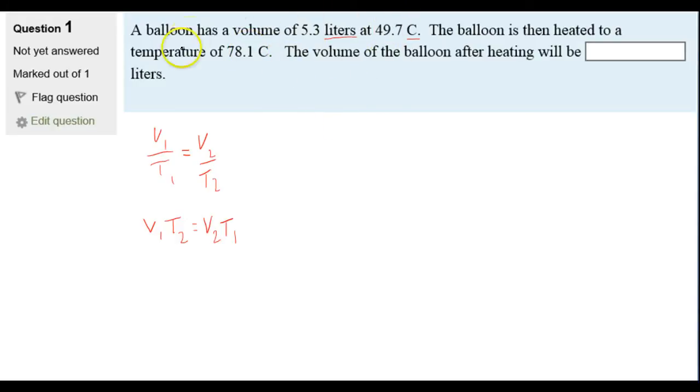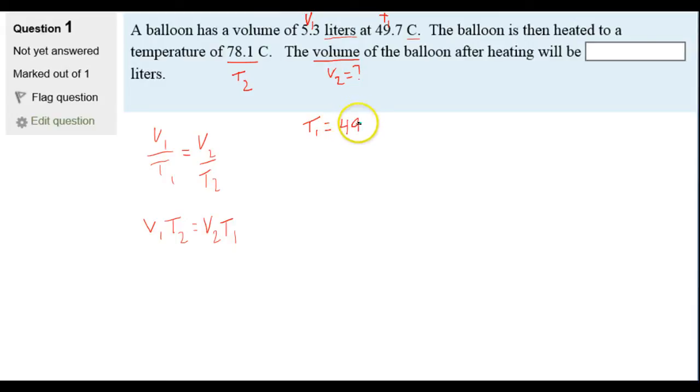Let's read through this first. It says a balloon has a volume of 5.3 liters, so this right here is going to be V1. At this temperature, this right here will be T1. The balloon is heated to a temperature of this right here, which looks like it's going to be T2. And we are asked to find the volume. We want to know the volume of this balloon after it's heated up. So we're trying to find V2.